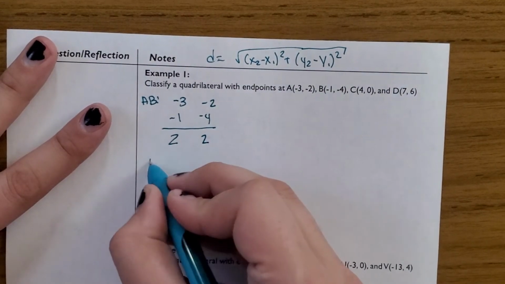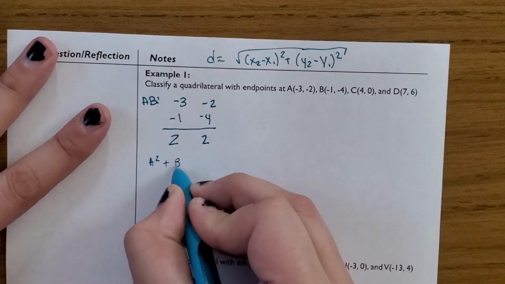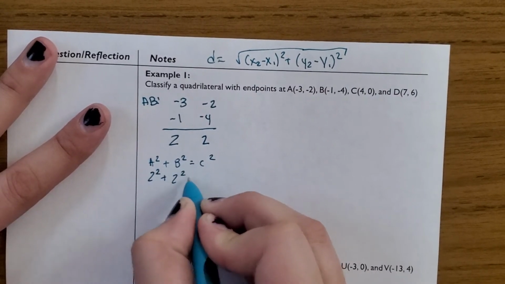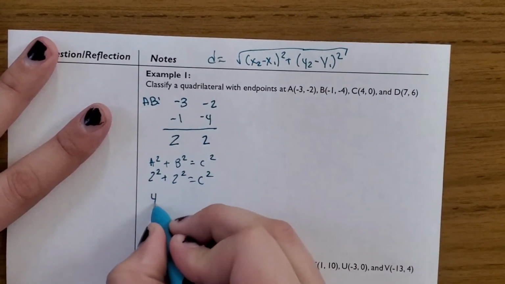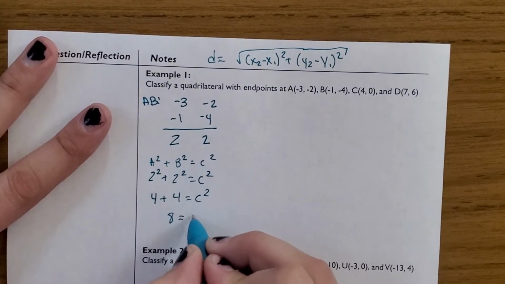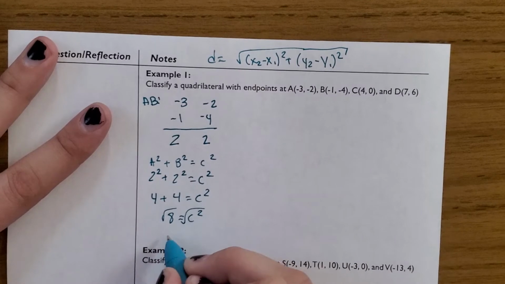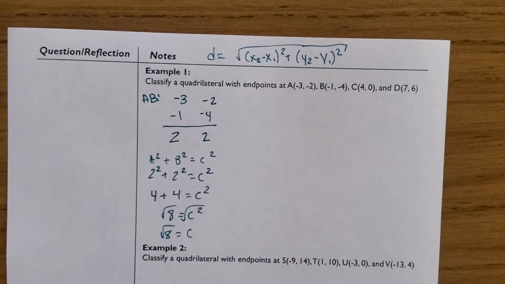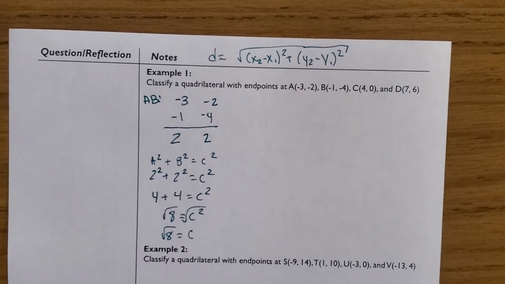So I just plug that into the Pythagorean theorem, a squared plus b squared equals c squared. So I get 2 squared plus 2 squared equals c squared. I get 4 plus 4, and we add that up and get 8 equals c squared. Square root both sides, and we get that the square root of 8 equals c. You could get that decimal if you wanted to. I'm not even worried about it, though, because you're going to see that we don't really need to know.